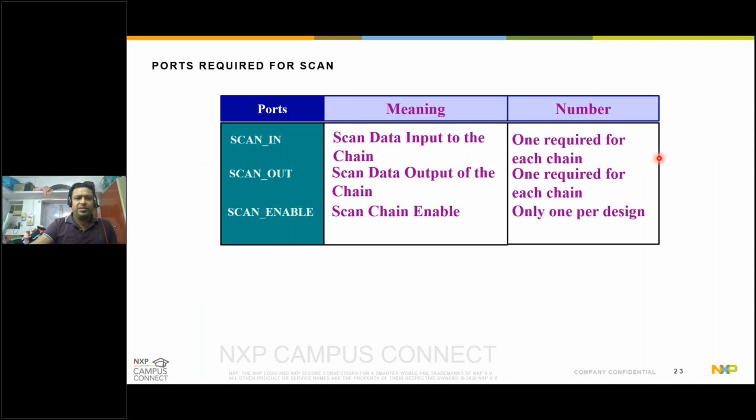To make my design scan friendly, this is the requirement. These are some of the ports that I need to introduce in my design. One is scan in, which is used to shift in the required data pattern. Scan out is used to observe my captured response, and scan enable is used to control shift and capture mode. The number of scan ins and scan outs will depend on the number of internal chains that I have in my design. If you have two such chains, you need to have two scan ins and two scan outs in your design.